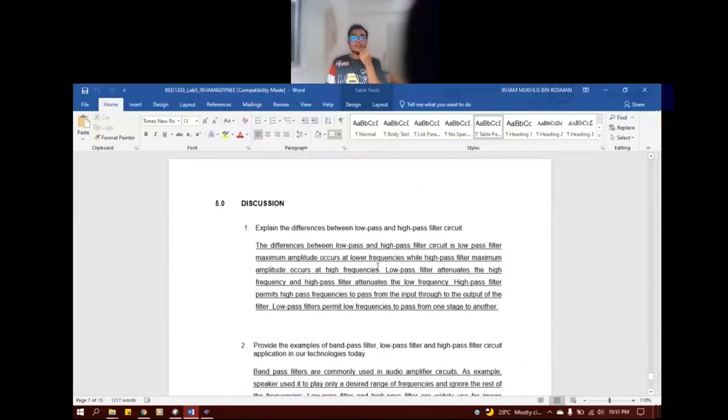For the discussion, the difference between low pass and high pass filter is that for a low pass filter, the maximum amplitude occurs at lower frequency, while for a high pass filter, the maximum amplitude occurs at high frequency. A low pass filter attenuates the high frequency, and a high pass filter attenuates the low frequency. A high pass filter permits high frequency to pass from the input through to the output of the filter, while a low pass filter permits low frequency to pass from one stage to another.